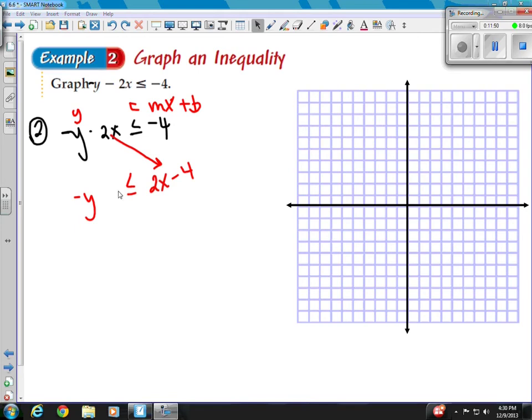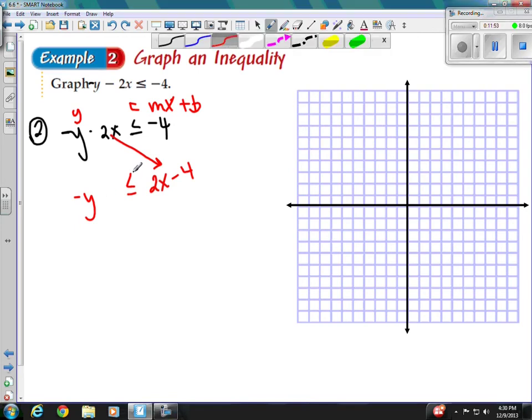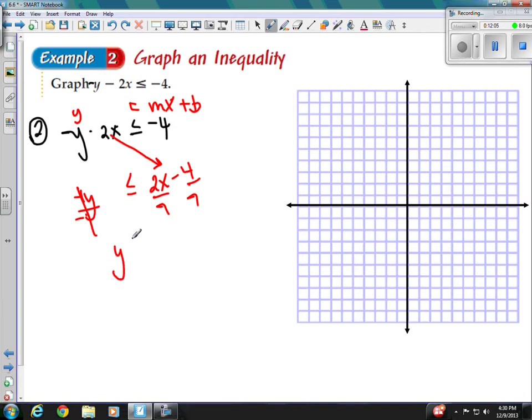Okay. So now we're going to say that's a negative 1 in front of our y. We're going to divide everybody up here by negative 1. So negative 1's cancel, and we get y. Now because I divided by negative 1, my symbol's going to flip and say y is greater than or equal to 2 divided by negative 1 is negative 2x. And then negative 4 divided by negative 1 makes a positive 4. Then we find our slope, which is negative 2. And because it's an integer, we write it over 1. And our b is 0, 4.